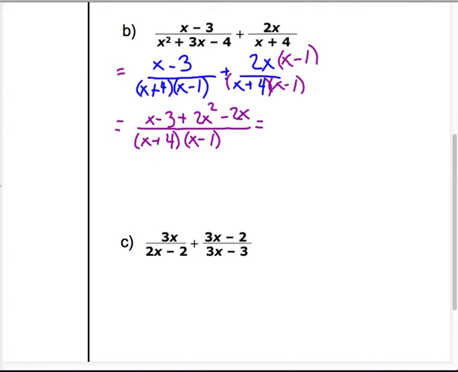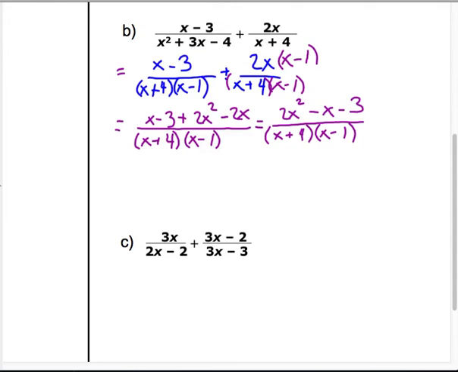And then I'm going to combine like terms and try and factor my numerator. So I get 2x squared minus x minus 3 over (x + 4)(x - 1). So in the numerator, it's the AC method. So I'm thinking what multiplies to negative 6 and adds to negative 1.